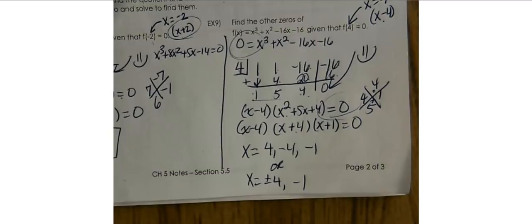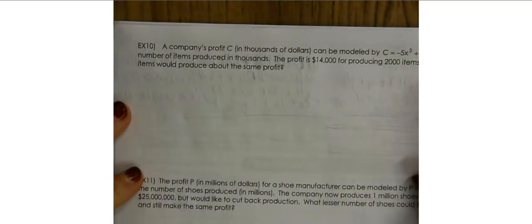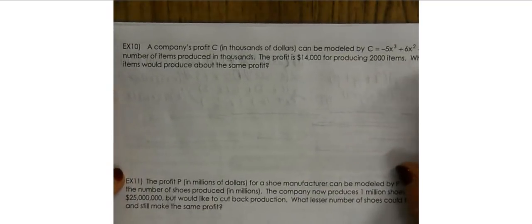All right, now we have 3 more story problems, and then we are finished with this lesson. So looking at example number 10, it says a company's profit, we're going to call it the letter C. Let me back out just a little bit so you can see the whole problem.